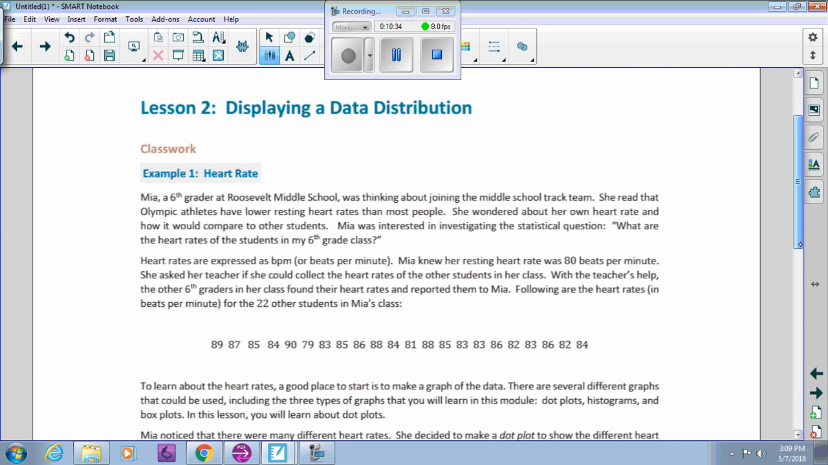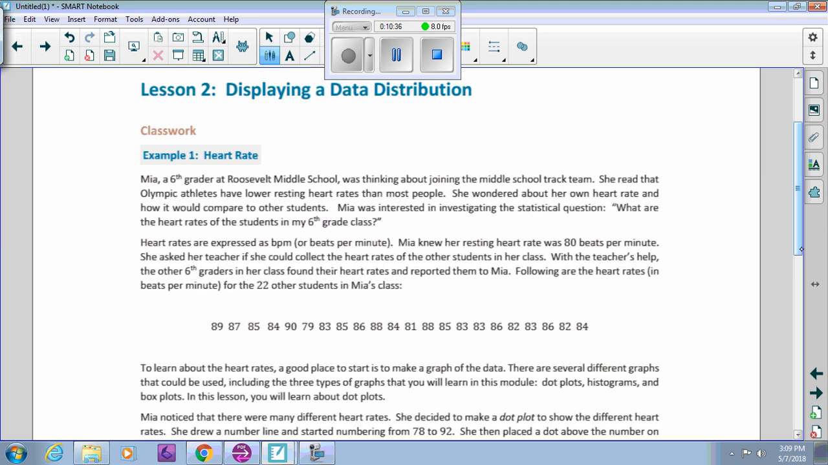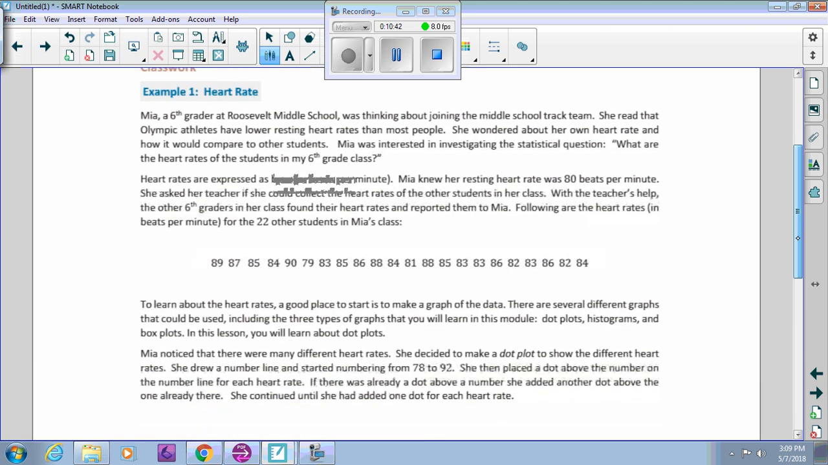So it's called displaying a data distribution. So the first part of this is all about heart rate, and let's read about that. It says, Mia, a sixth grader at Roosevelt Middle School, was thinking about joining the middle school track team. She read that Olympic athletes have lower resting heart rates than most people. She wondered about her own heart rate and how it could compare to other students.